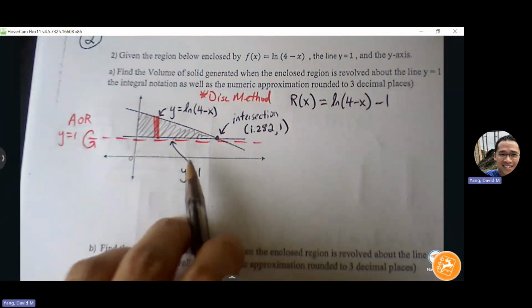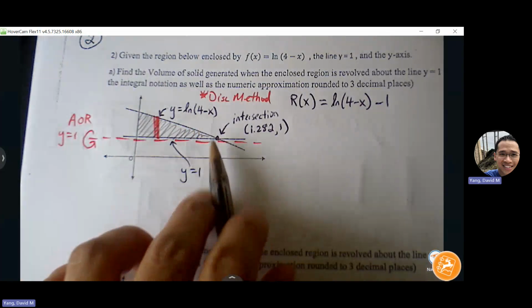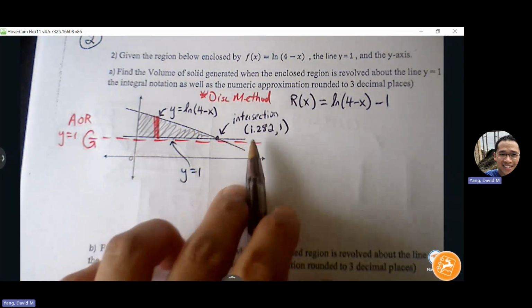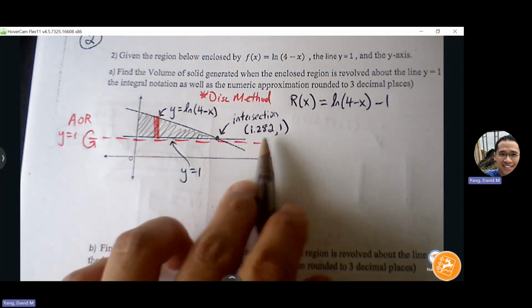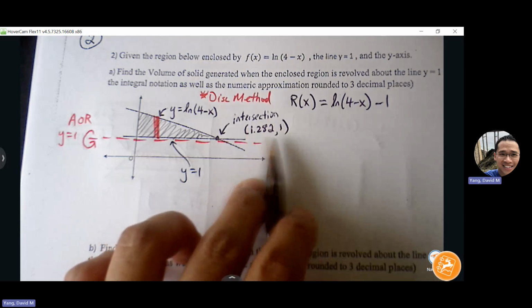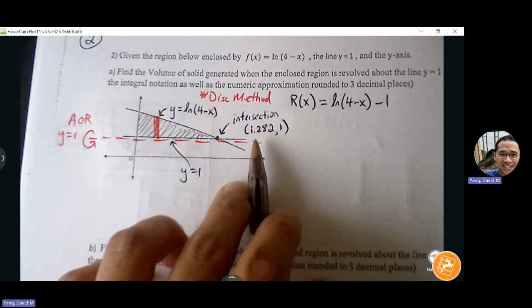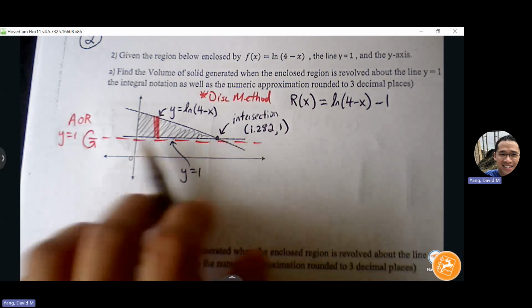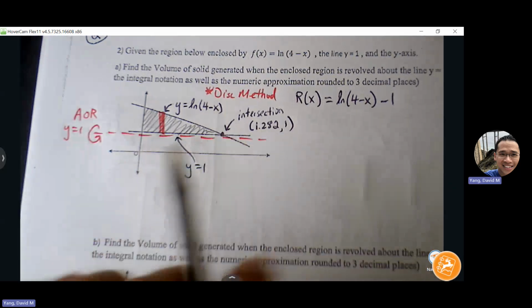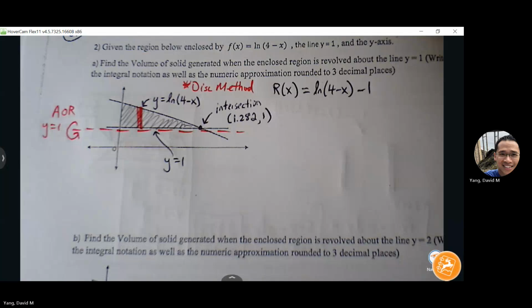You can graph the y equals 1 line and the natural log of 4 minus x line to find that point of intersection. I'm going to write the full ordered pair here since I only need the x value right now, but I may need that y value later on. Well, the y value is just 1, so that's not difficult to know.